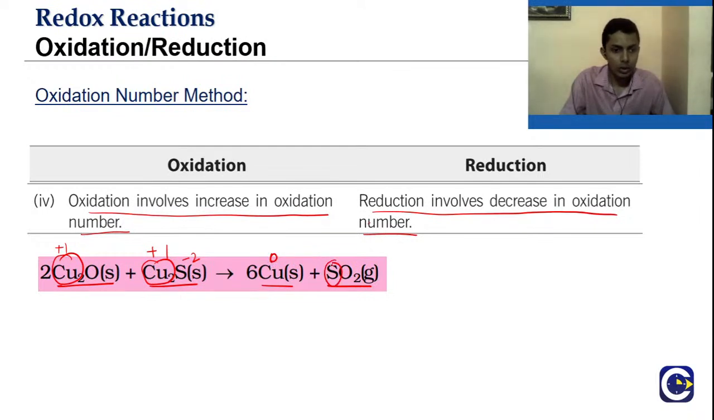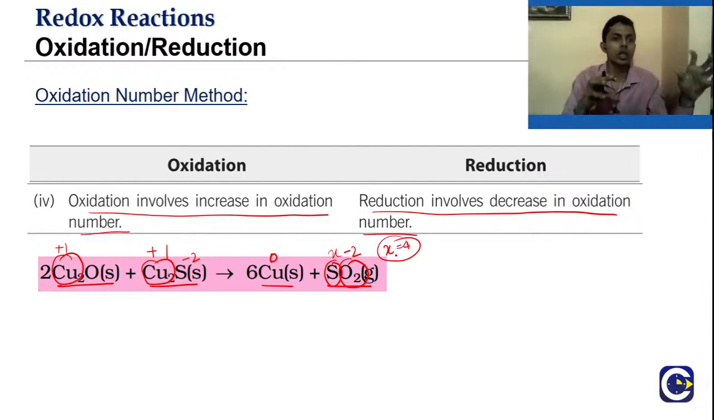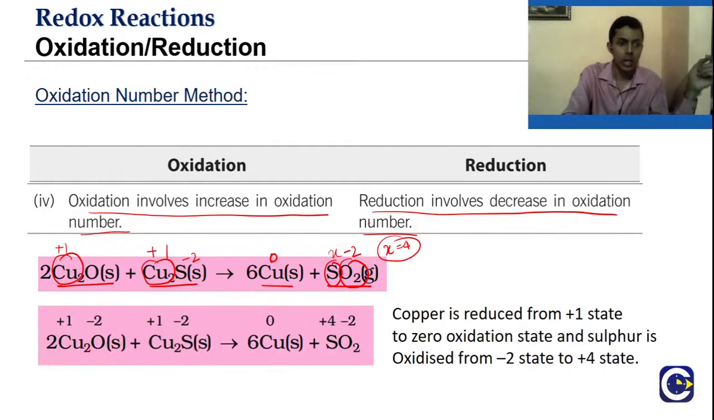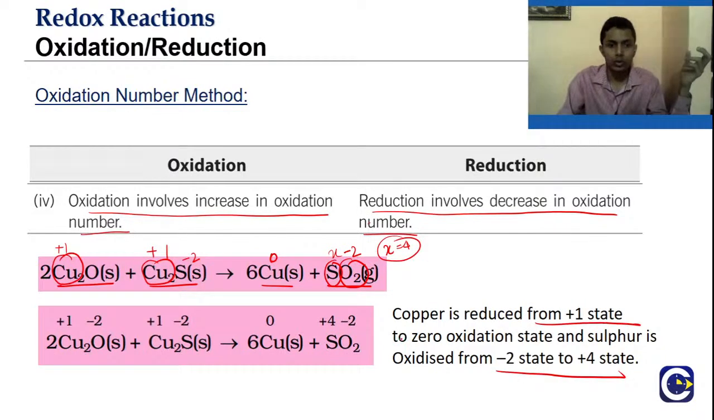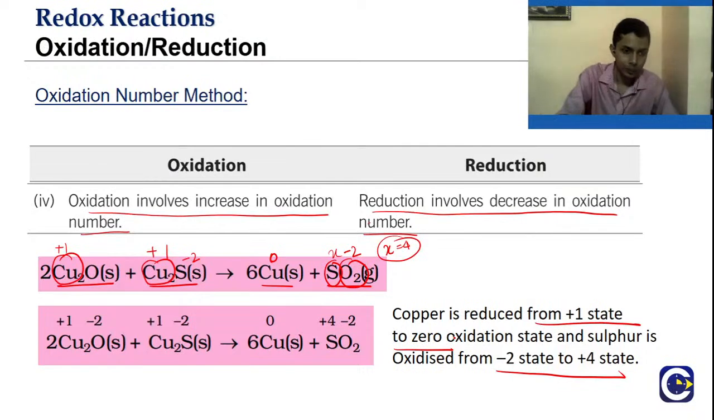And sulfur, if you observe here, it is sulfur dioxide. So -2 into 2. Here the oxidation number of oxygen is -2. Let's say this is X. Then you will find that X will be equal to 4. So sulfur oxidation number is increasing. Copper oxidation number is decreasing. So copper is undergoing reduction and sulfur is undergoing oxidation. It is oxidized from -2 to +4 and copper is reduced from +1 to 0.